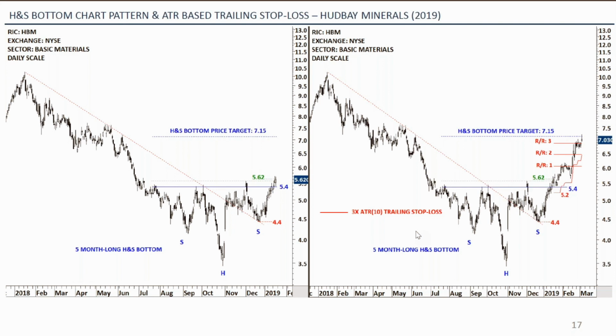Now, I have discussed in one of our educational videos, you will see on our website, the ATR-based trailing stop loss. Now, there are several things that are common for all of us. Chart pattern identification is universal. It is our common denominator. An ascending triangle, a rectangle, or a head and shoulder bottom is identified in a similar way. It has its rules. Descending triangle, ascending triangle, the implications of it.